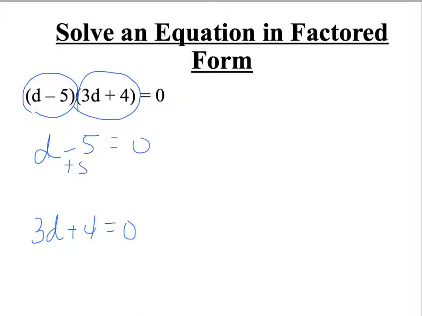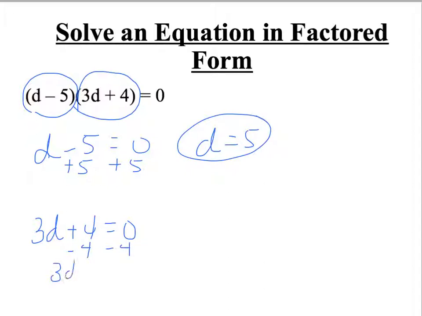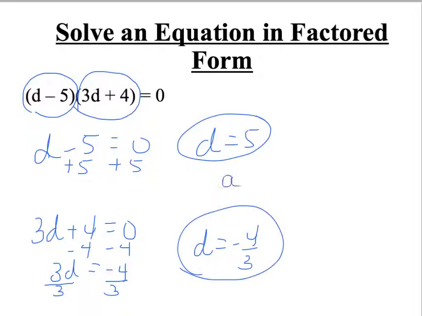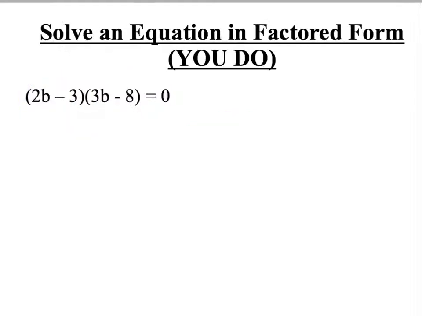In this case, if I solve for d, d is going to be equal to 5. Okay, so that's one answer. Here, if I solve for d, and then divide by 3, d is equal to negative 4/3. So I have 2 answers. The reason that we're doing this is because we know that if one of them is equal to 0, then the other one must also be equal to 0 because they're multiplied together. Whenever we multiply, it's equal to 0.